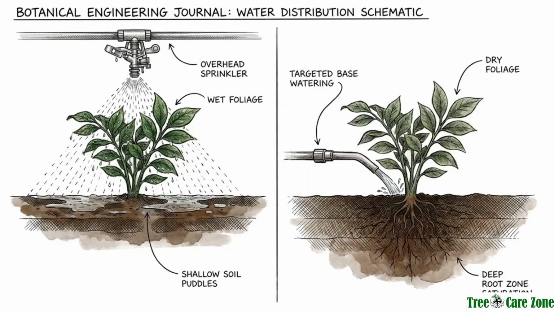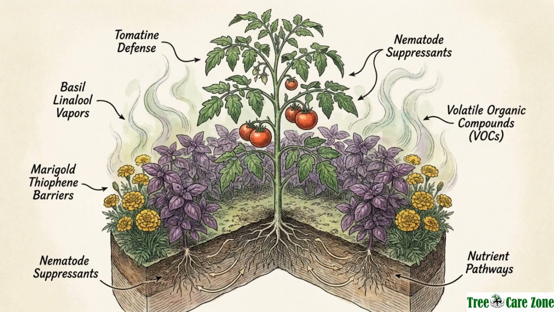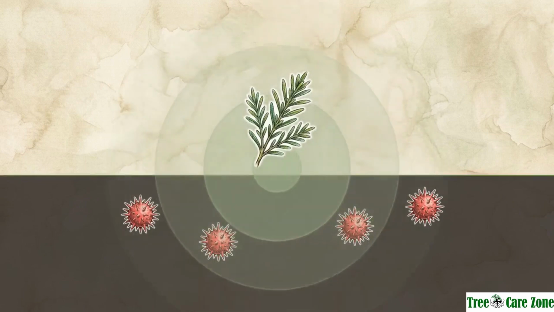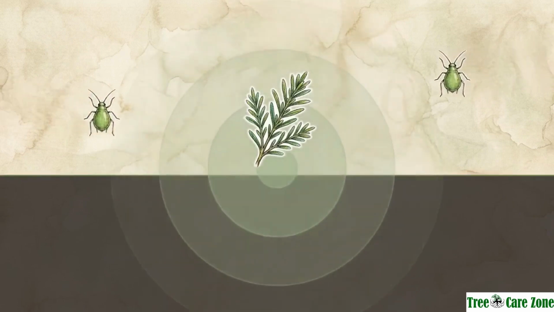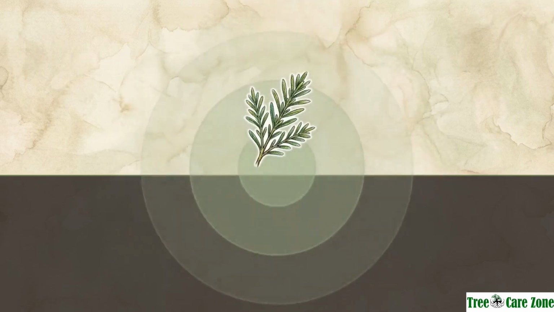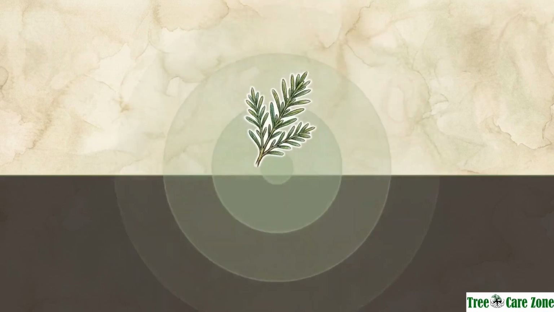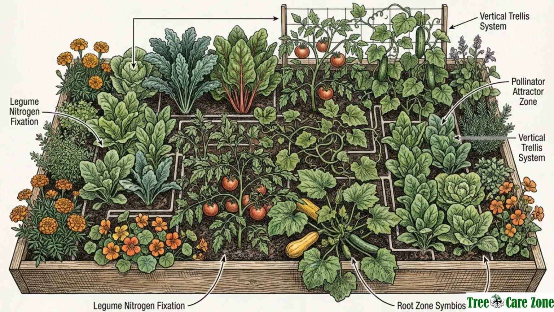This cross-section shows the difference. Overhead watering leaves foliage vulnerable, while targeted base watering reaches roots, keeping the plant dry. Step 4 adds an invisible layer of garden security through companion planting. Certain aromatic herbs release volatile compounds that suppress localized soil microbes and repel the pests that transport disease from one plant to another. Using these strategic pairings turns individual plants into a self-protecting community.